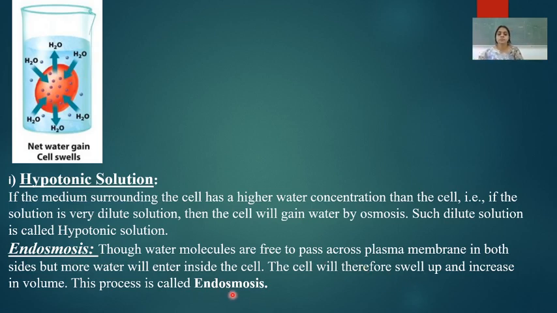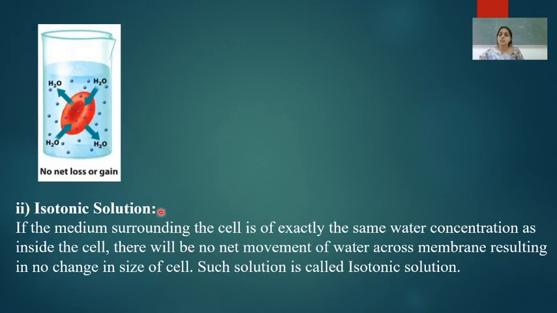Next, isotonic solution. If the medium surrounding the cell is of exactly the same concentration, that is water concentration, as inside. So whatever water concentration is there inside, it will be matching to the solution. So there is no net movement. Okay, you can see in this picture two molecules are moving out and two molecules are getting in. So there is no net movement of water across the plasma membrane. So there is no change in the cell size. Such solution where there is exactly the same water concentration as the cell is known as isotonic solution.